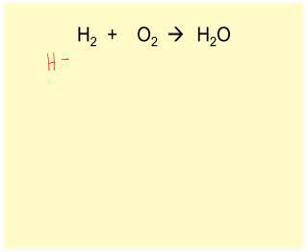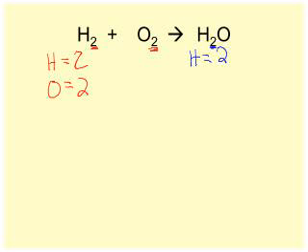Although these start out fairly easy, what I do is I make little columns, and what I'm trying to do is make sure that I have the same number of H's and the same number of O's on both sides. So, starting out, I count my H's. I have 2 H's because of this subscript. I have 2 O's because of this subscript. And on the right-hand side, I have 2 H's because of this subscript, but I only have 1 O because of this subscript, which would be nothing.